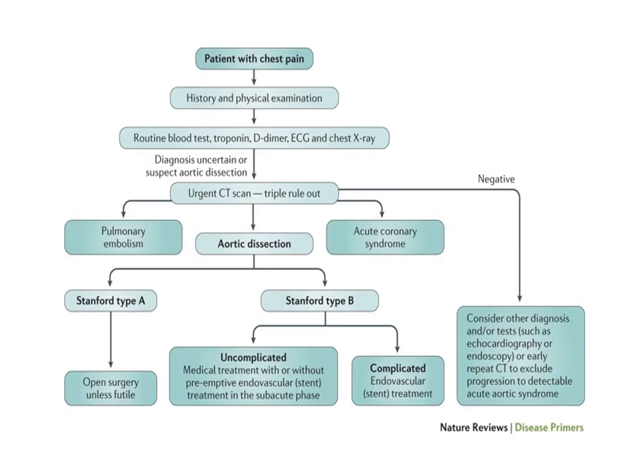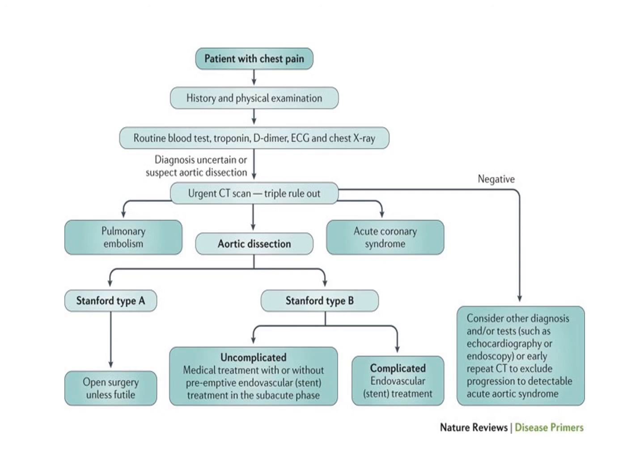This is an algorithm for the treatment and management of a patient with chest pain. After history and physical examination and the routine blood tests, the troponin, the D-dimer, the ECG, and the X-ray, we can classify the patients whether they have a pulmonary embolism, aortic dissection, or acute coronary syndrome. Patients with aortic dissection are further classified according to the Stanford classification, whether they are type A or type B. Type A patients should have an open surgery, but type B patients are either uncomplicated or complicated.